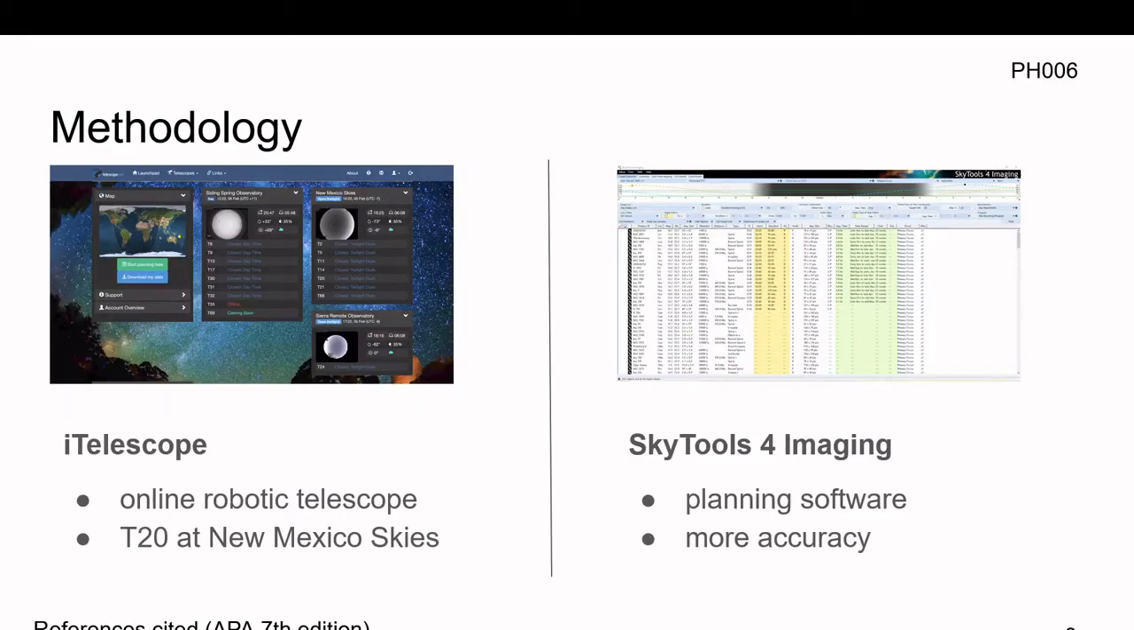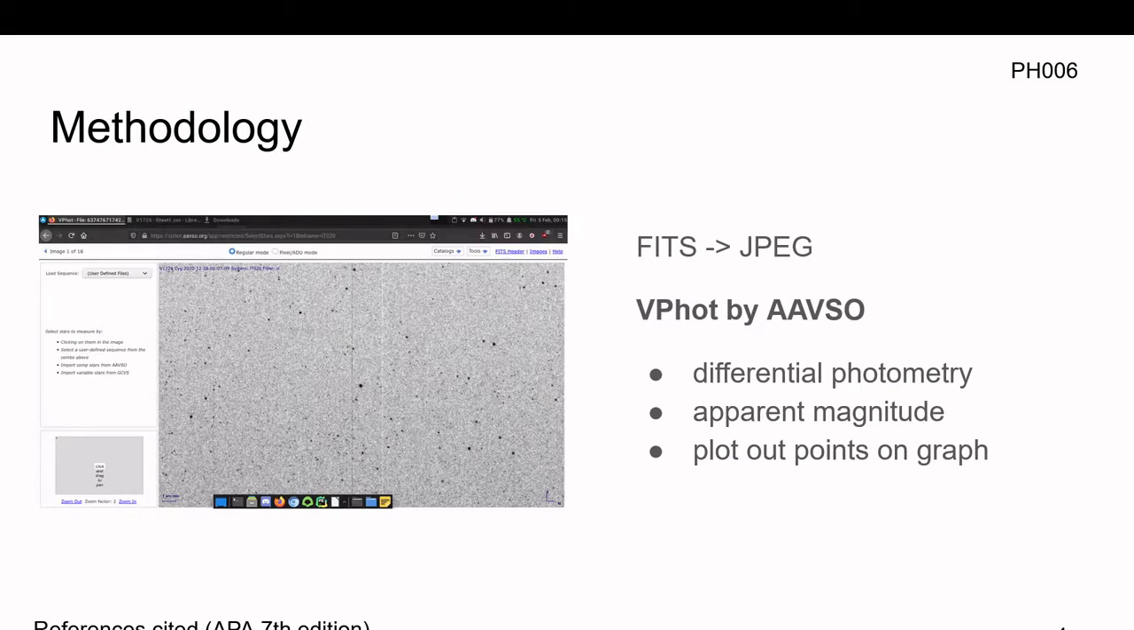For the first stage of methodology, we made use of an online robotic telescope, iTelescope. iTelescope is an online robotic telescope service which allows users to observe or do imaging online at various locations around the world. After obtaining the images, we first converted the images, which were originally in FITS format, to JPEG, and then made use of the software VFORT to conduct differential photometry on them in order to get the apparent magnitude of the star and plot out the points on the graph.